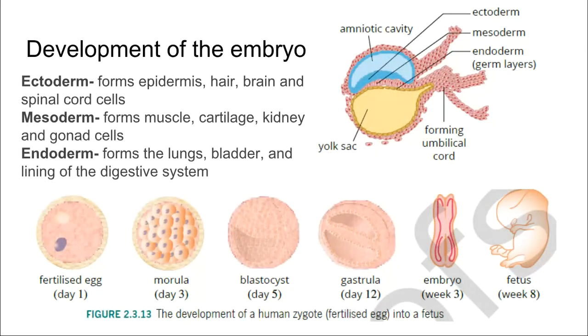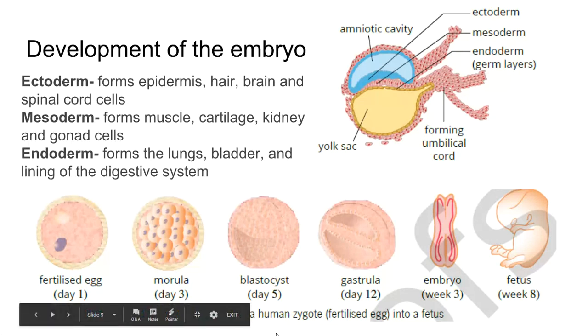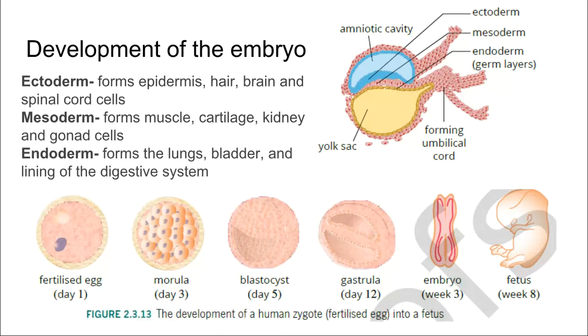So in terms of development of the embryo, we went through those steps. We heard a few words in terms of the way the cell develops over time, and we can see that in a diagram down the bottom. We see the fertilized egg, the morula, the blastocyst, and the gastrula developing into the embryo and the fetus.